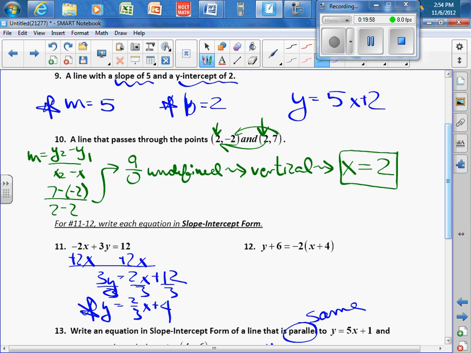In number 12, we can't do anything if there are parentheses in a problem. What we're doing here is trying to get the y by itself because we're writing this in slope-intercept form. We have negative 2x minus 8 on the right side. Subtract 6 from both sides, and you get y is equal to negative 2x minus 14.